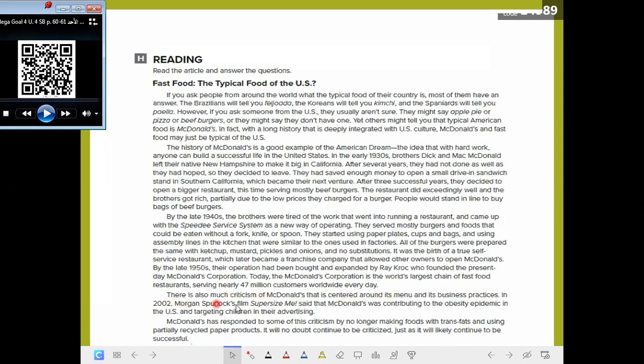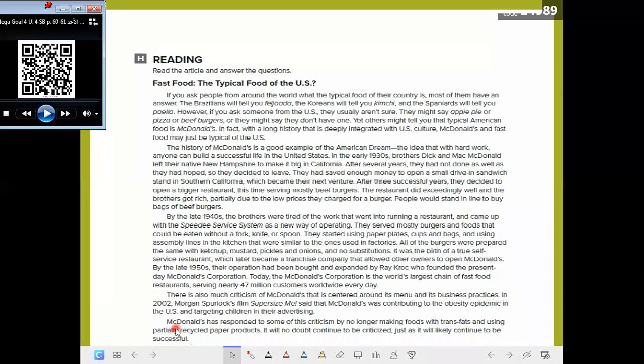There is also much criticism of McDonald's that is centered around its menu and its business practices. In 2002, Morgan Spurlock's film Super Size Me said that McDonald's was contributing to the obesity epidemic in the US and targeting children in their advertising.